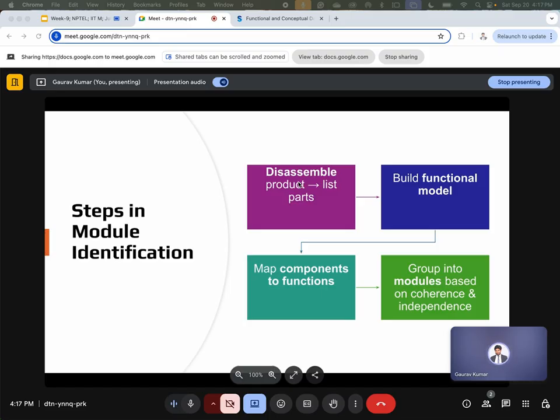The second step is to construct a functional model of the product, mapping each part to the functions it fulfills. This ensures that every physical component is understood in the context of its role within the larger system. Finally, components are grouped into coherent modules based on their functional independence and logical grouping. This systematic approach reveals how well a product has been architected and where improvements might be possible.